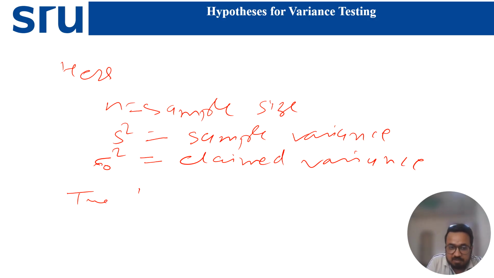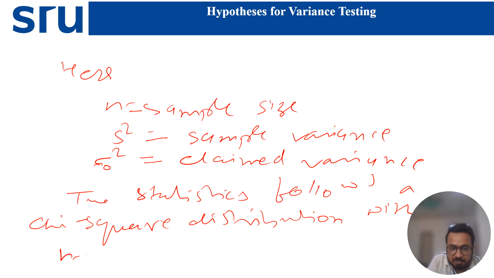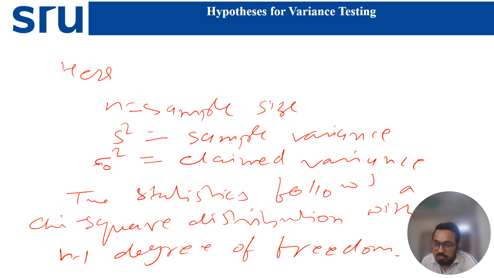The statistic follows a chi-square distribution with n minus 1 degrees of freedom, right? So now we will discuss some problems based on this to illustrate this hypothesis testing. This is step 2, right? But what will be step 3?